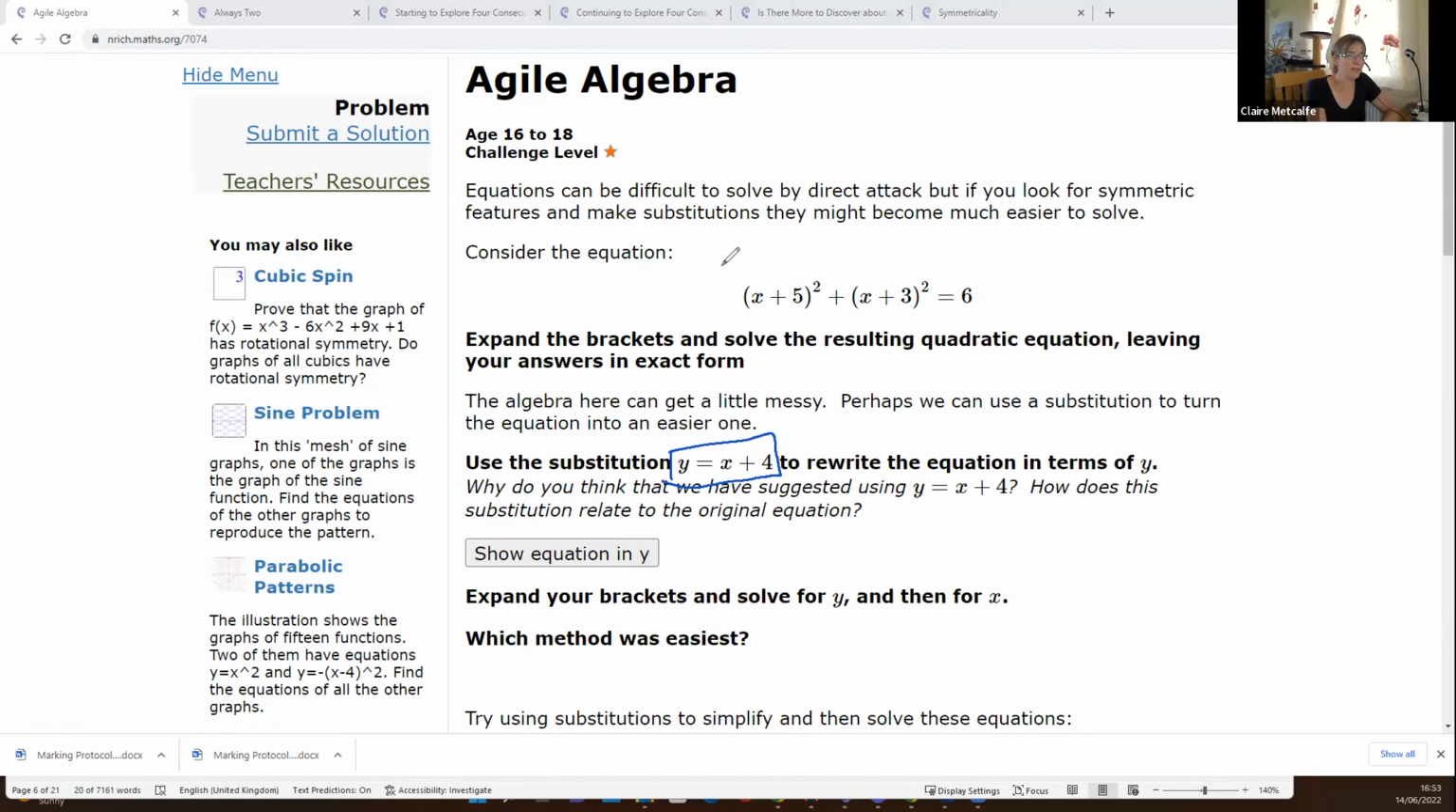So we're taking this equation up here, and we're asking students to use the substitution y equals x plus 4. So what is the symmetry that we are exploiting there? Not sure we could use difference of 2 squares at this point, because we've actually got a sum of 2 squares, which is a bit trickier to deal with.